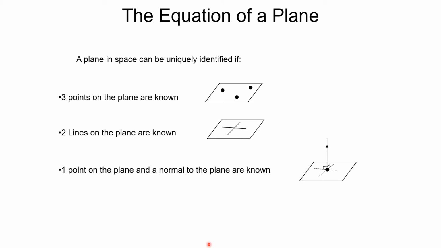And next, 1 point on the plane is known, and a normal to the plane is also known. A normal is shown here to the plane. The plane is a surface like a paper, and a normal is a line that is 90 degrees to the plane.